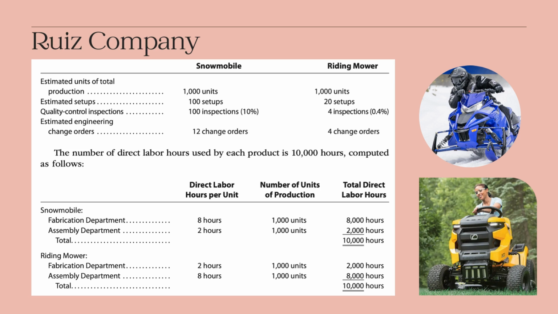So here we have our activity rate, $53 per direct labor hour for fabrication, $7 per direct labor hour for assembly, $4,000 per setup for setup, $3,000 for inspection for quality control inspections, and $13,000 per engineering change order.